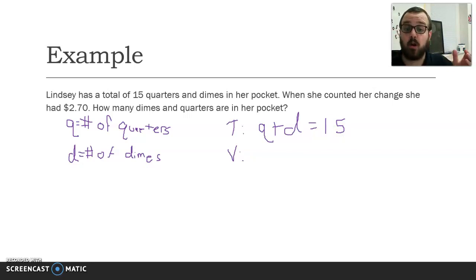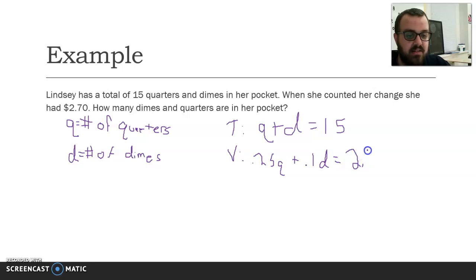I know a quarter is worth 25 cents, and I know a dime is worth 10 cents. So I'm going to say, all right, 0.25 for a quarter plus 0.1 times a dime is going to equal the $2.70. And now I'm going to go ahead and solve this.